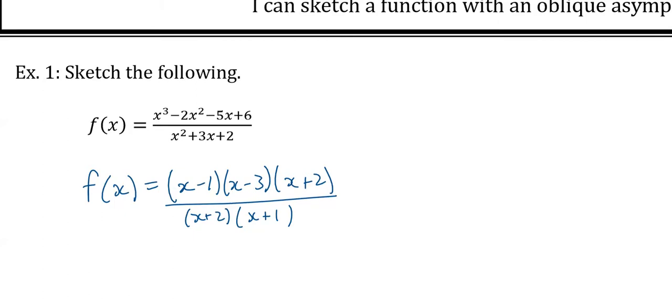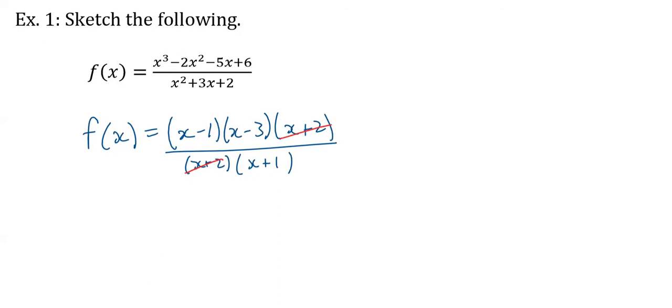Yeah, there's a hole. Why do you say that, though? Yeah, there's an x plus 2 on the top and the bottom, so they divide to 1, and that means we have a hole. Hole at x equals -2. Okay, so we'll remember that and hang on to it for later.